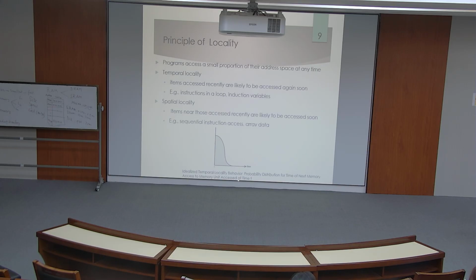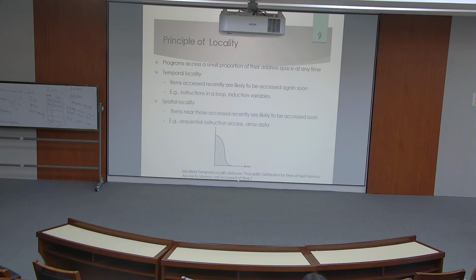Using a loop is a simple example of temporal locality. Let's say you use the loop to access array items. The items that were accessed recently have a higher probability of being accessed again in the near future. The same goes for induction variables, which are another type of temporal locality.